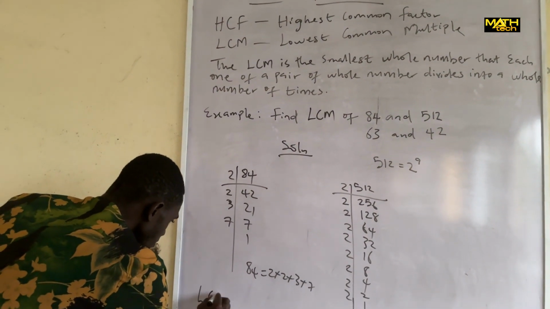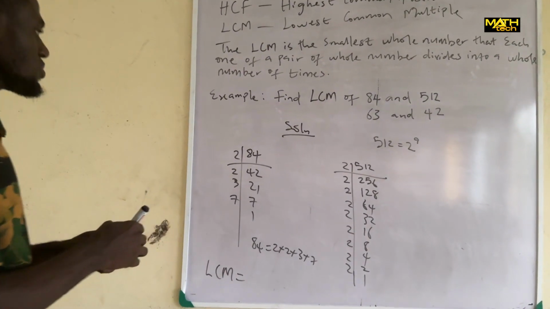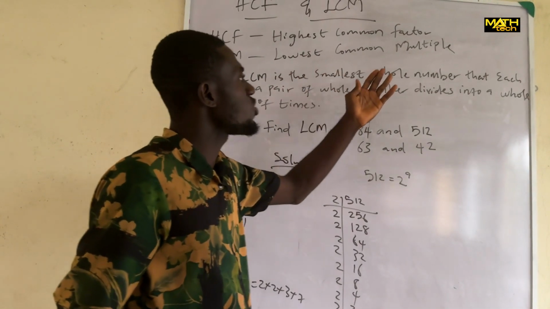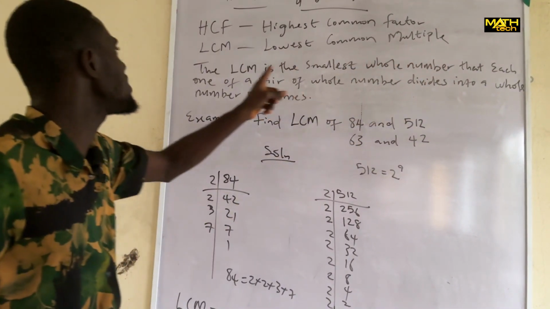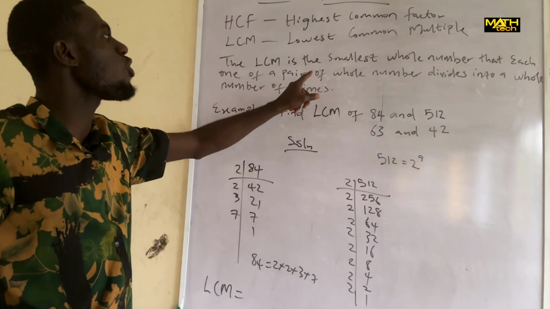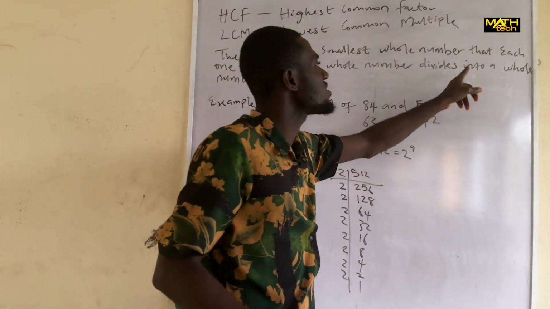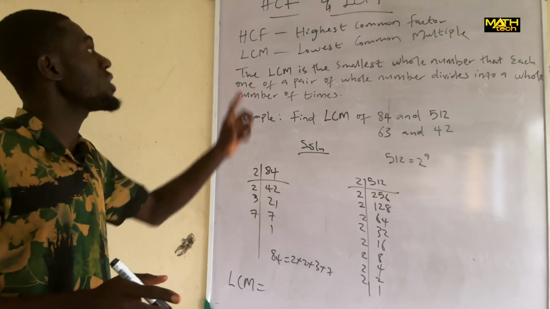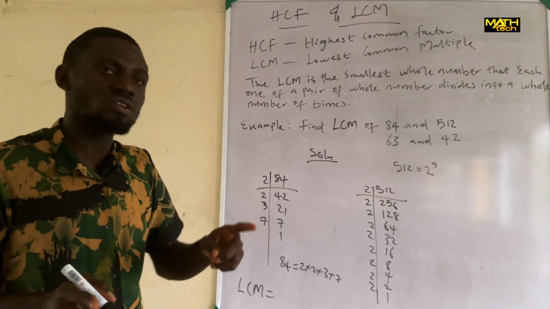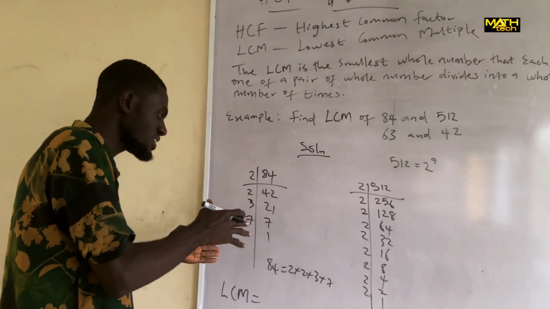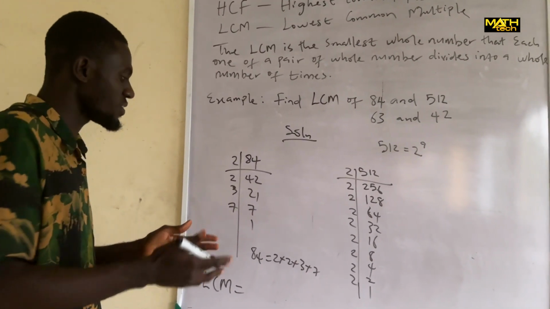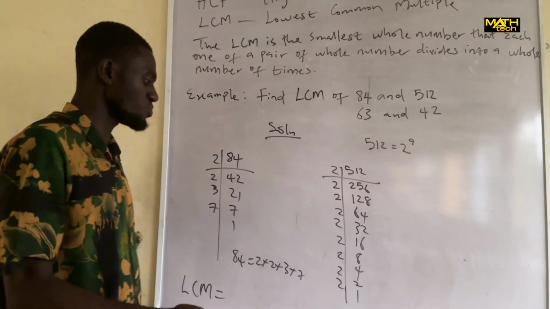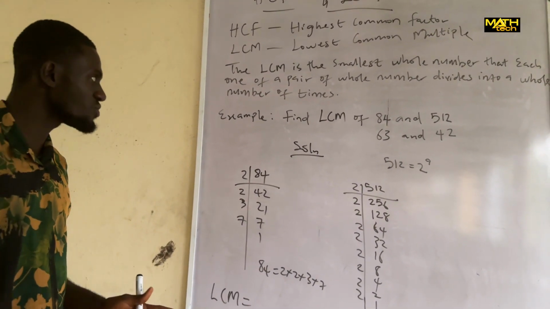So LCM is equal to. Now let's go back to the definition. The LCM is the smallest whole number that each one of a pair of whole numbers divides into a whole number of times. Lowest common multiple. Now let's check what is common between 84 and 512. 2 is very common between 84 and 512. 3 is not common and 7 is not common.